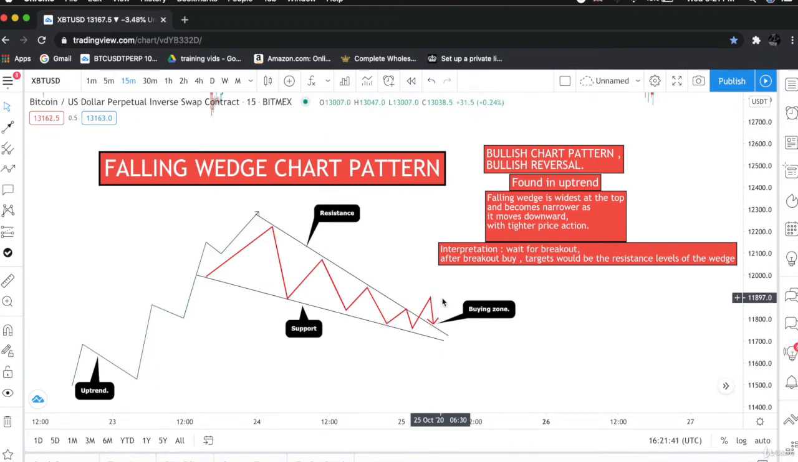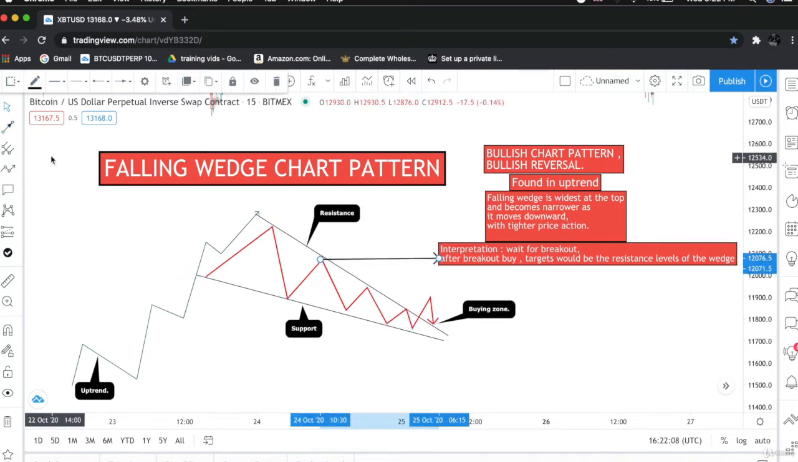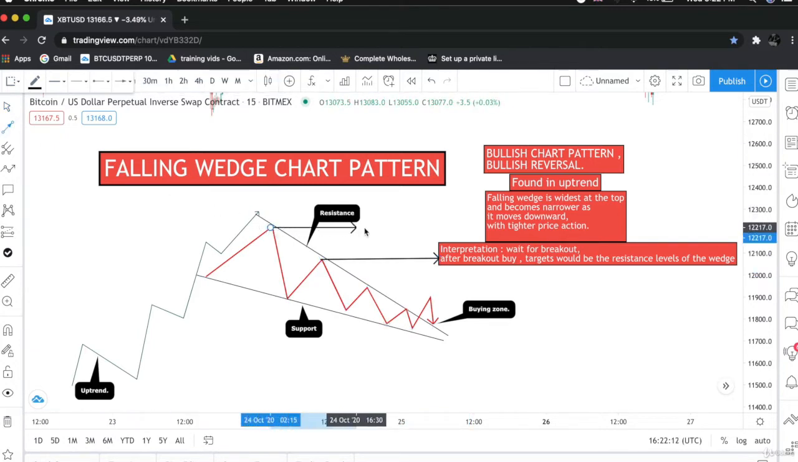And the targets for the falling wedge would be the resistance levels of the wedge. Let me show you in a while. The target number 1 would be the resistance level. This is the resistance level. This would be our target number 1. And our target number 2 would be this, the second resistance. These are the resistance levels.